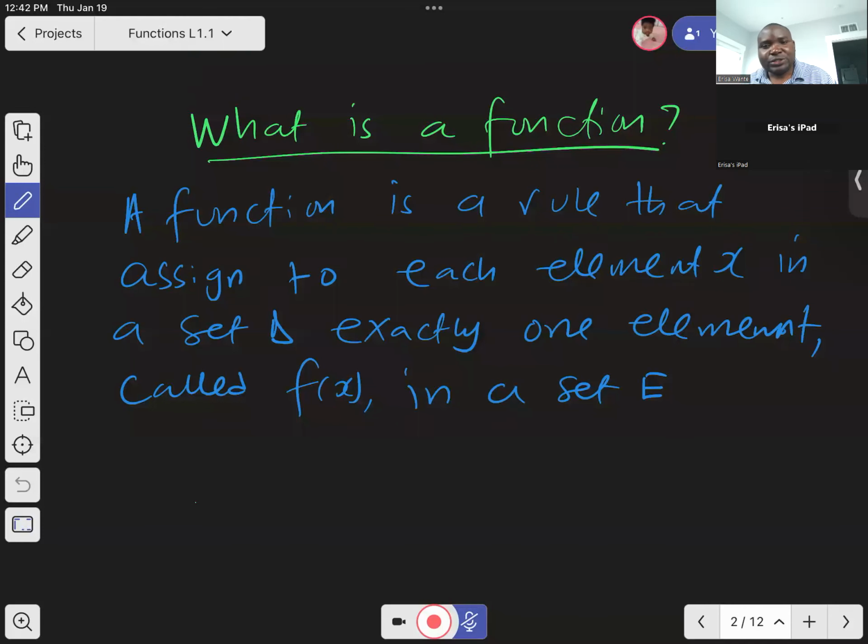What is a function? So we say that a function is a rule that assigns to each element x in a set D exactly one element, called f of x, in a set E. So we will talk about this in terms of set notation. You have one set, which is D, and then the other set, which is E. So a function will assign each element of D exactly one element, f of x, in E. We'll talk about that more, the definition will be discussed.